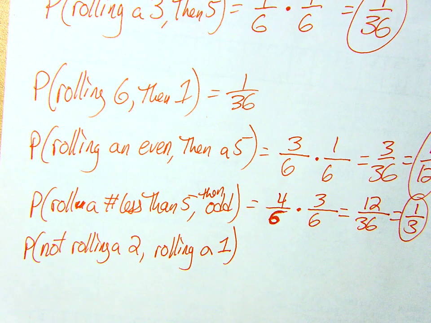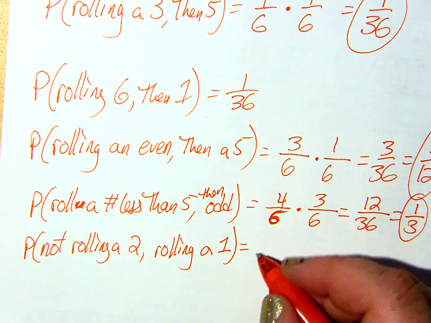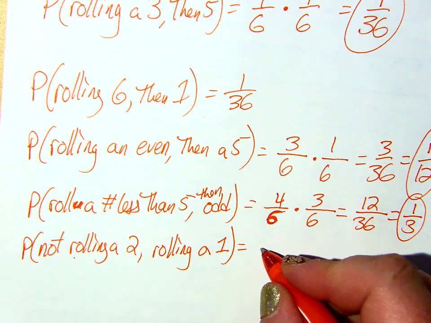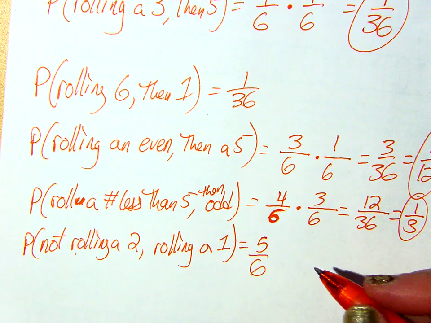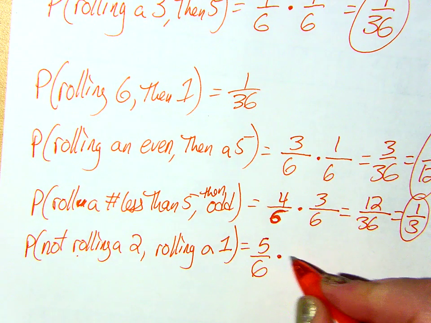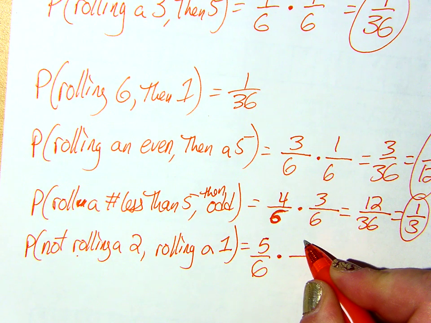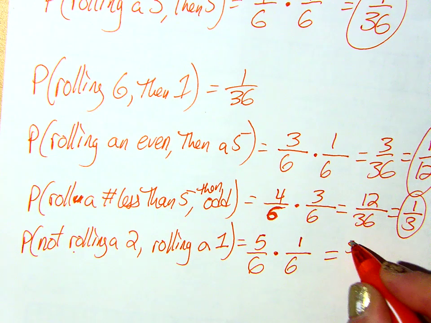Okay, last one. Probability of not rolling a 2. What is that, Jed? 25 over... Oh, I'm not there yet. Start with the not rolling a 2. So that's 5 out of 6. Then all I have to do is roll a 1, and that would be 1 out of 6.